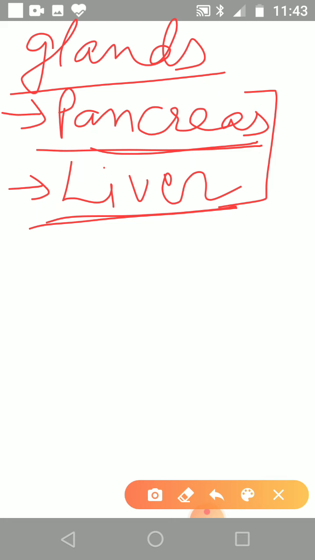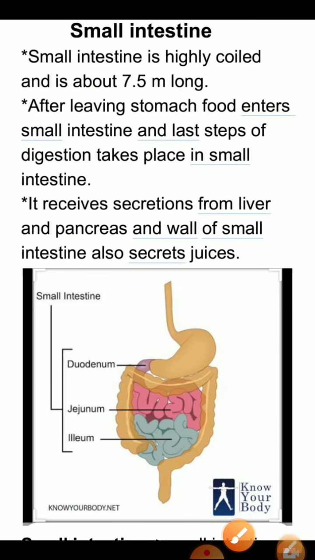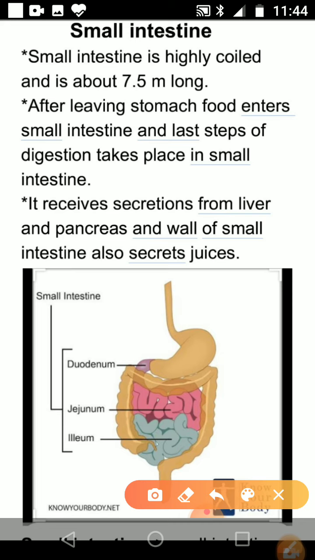So today we are going to know what the role of the pancreas and liver is when digestion of food takes place in the small intestine. Okay, so let us move here on the screen. As we can see, the small intestine.